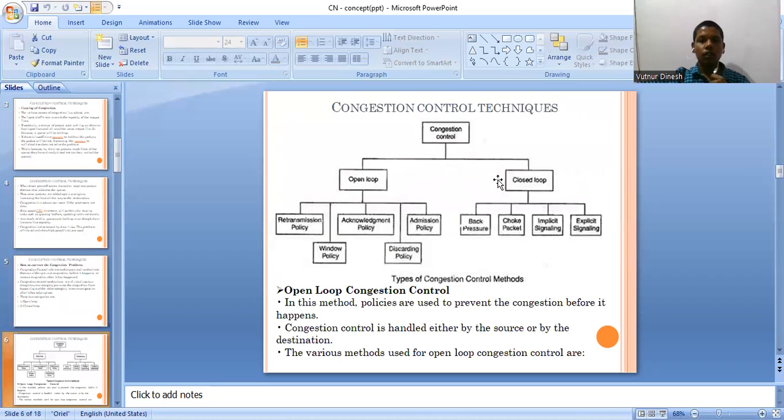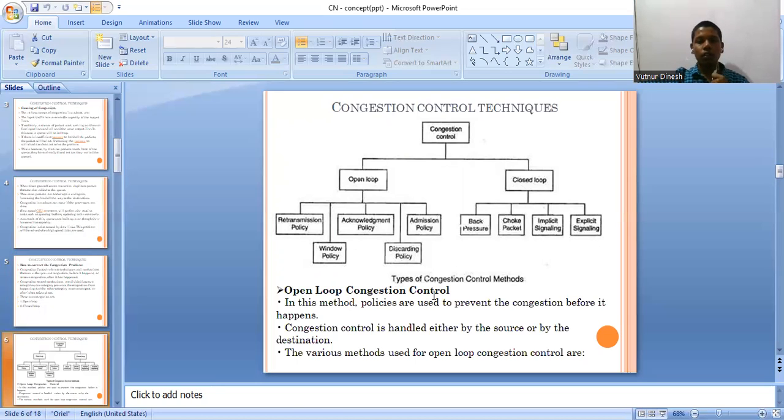In this figure, we can observe that the congestion control techniques are broadly divided into two categories, open loop and closed loop. There are five methods in open loop: first is retransmission policy, window policy, acknowledgement policy, discarding policy, and admission policy. And in closed loop, there are four types of methods: back pressure, choke packet, implicit signaling, and explicit signaling.